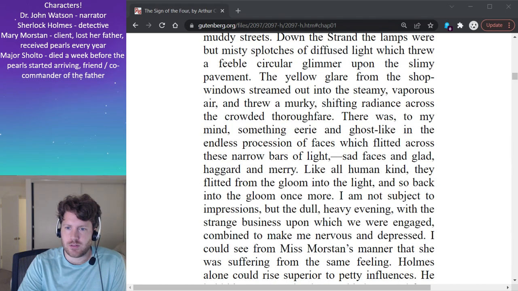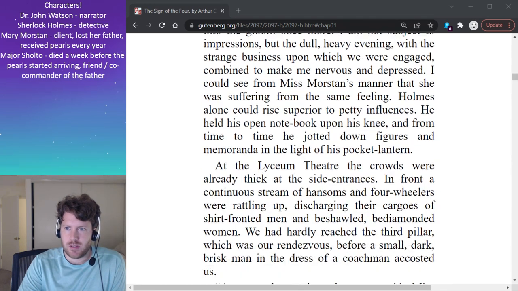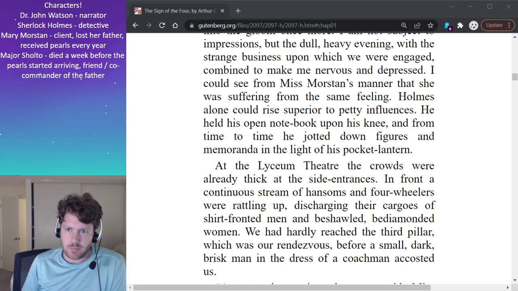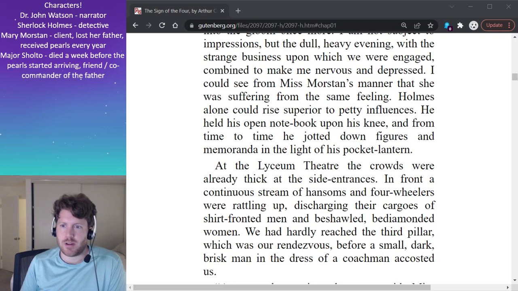I am not subject to impressions, but the dull, heavy evening, with the strange business upon which we were engaged, combined to make me nervous and depressed. I could see from Miss Mortson's manner that she was suffering from the same feeling. Holmes alone could rise superior to petty influences. He held his open notebook upon his knee, and from time to time he jotted down figures and memoranda in the light of his pocket lantern.